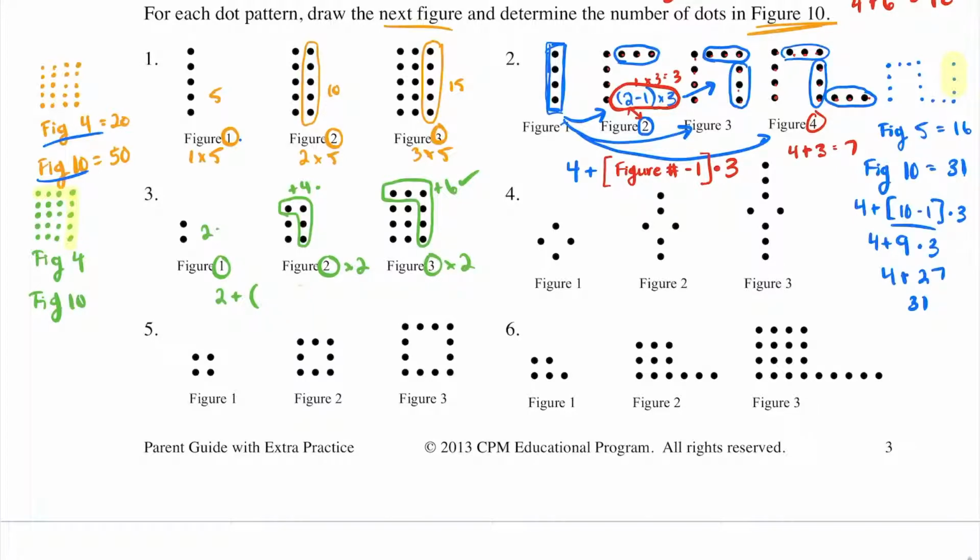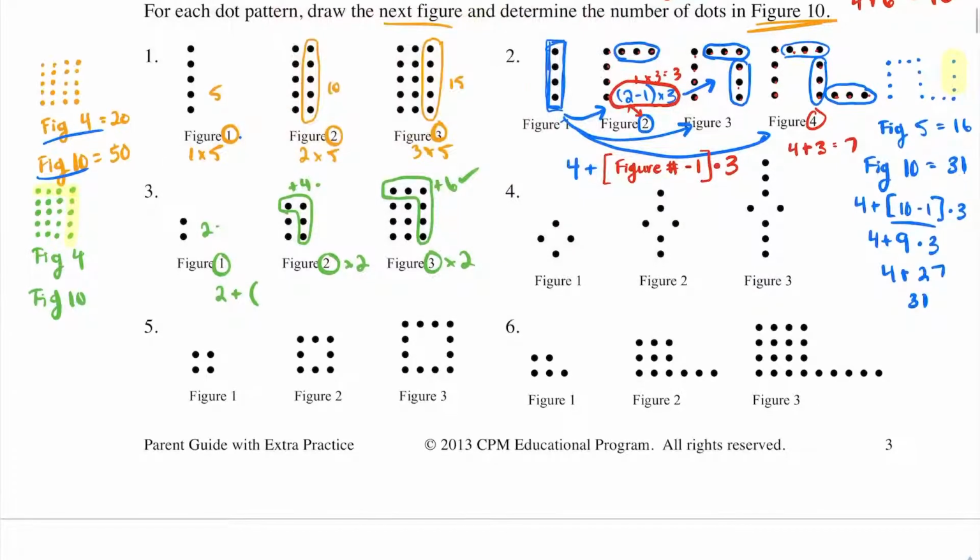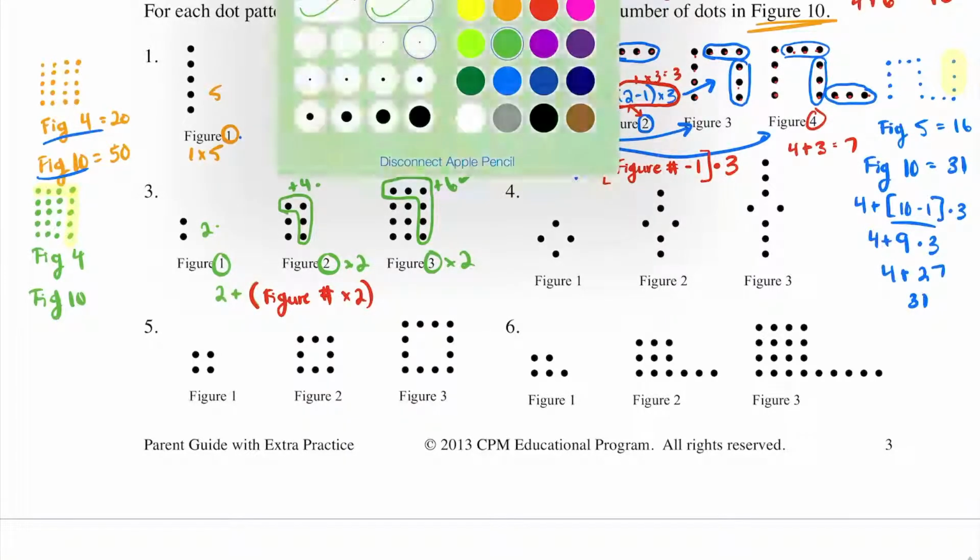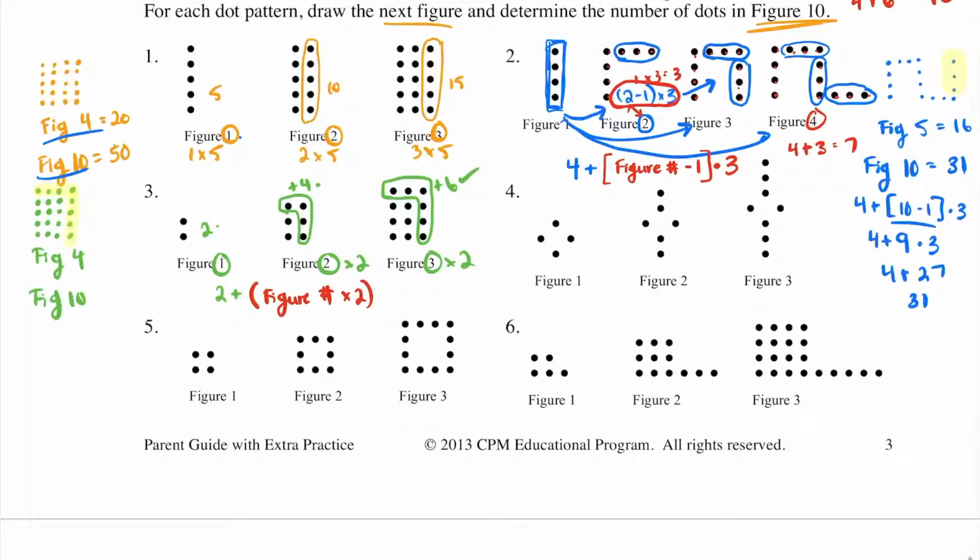Let me write that in words first, kind of like what we did for the other. So figure number, and we're going to multiply it by 2. And then that'll get us the total number of dots. So let's do some math here and double check our work. So we start with 2, plus my figure number. I'm on figure 2, and then I multiply it by 2. Does that give me 4, which I know that I added? Yes, it does. So 2 plus 4, and so now we have 6 dots.